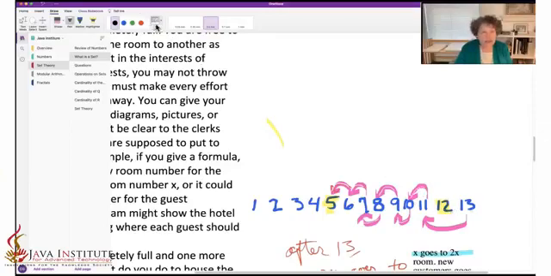But then when we get to 13, there are now 2 rooms open, 11 is open and 12 was open. And so 13 has to go to 11. And then everybody after that moves down too.